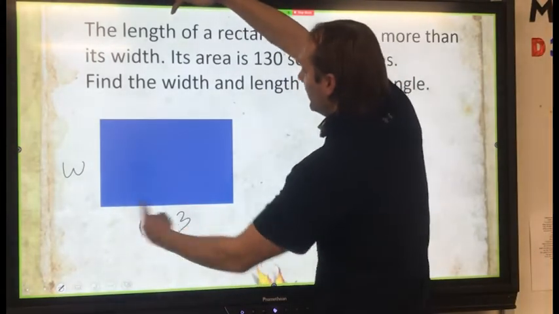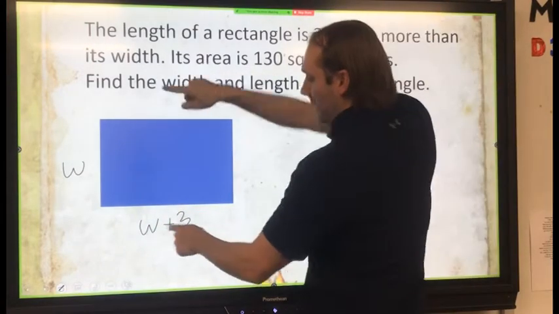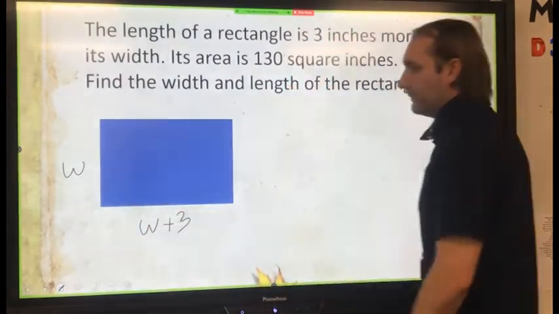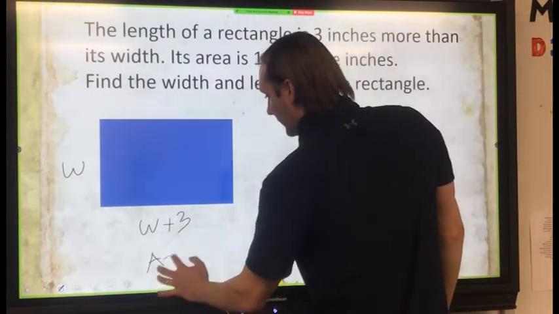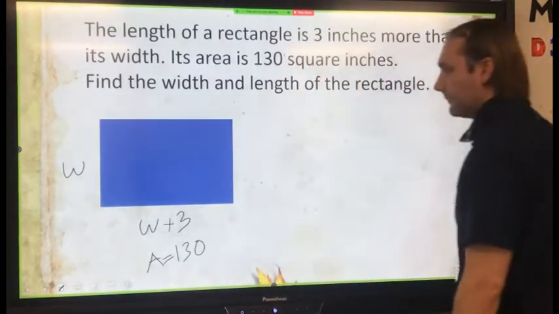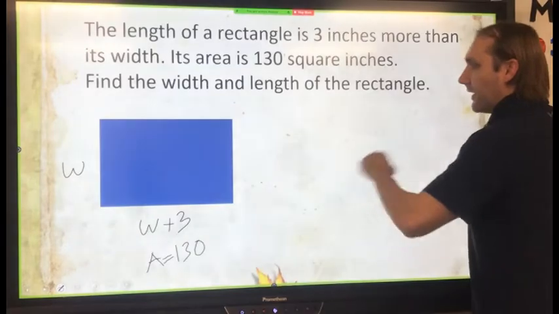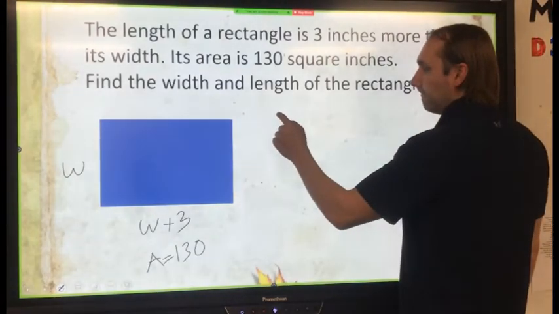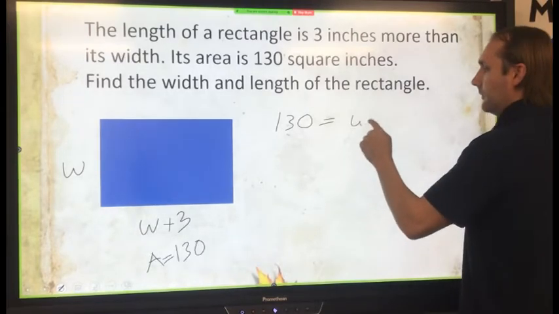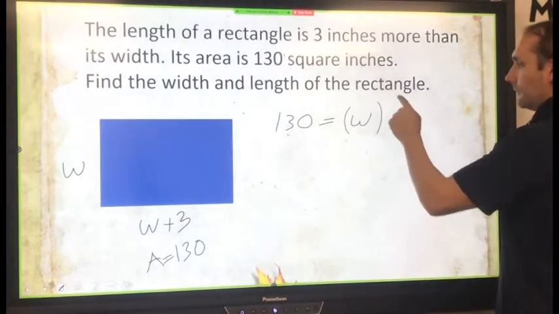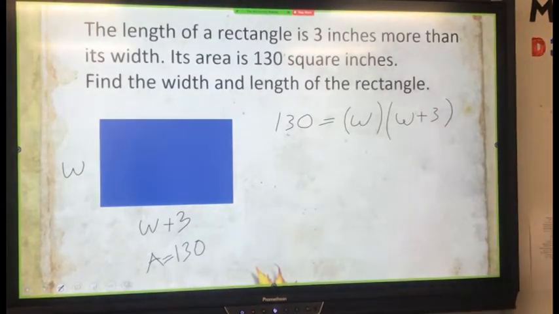Okay, you should always go back and double check to make sure it makes sense. The length of a rectangle is 3 inches more than the width. And the width is W. So very good. And now I'm given that the area is 130. All right, now I have all the information I need to set up my equation. So tell me, how does this equation set up? 130 equals W plus 3 times W. Yeah, either way, you can write it this way.